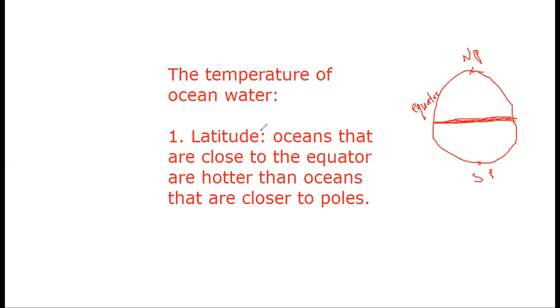The location of the ocean water is important in determining the temperature. Ocean water that is very close to the equator is hotter than ocean water that is close to the poles, like this.